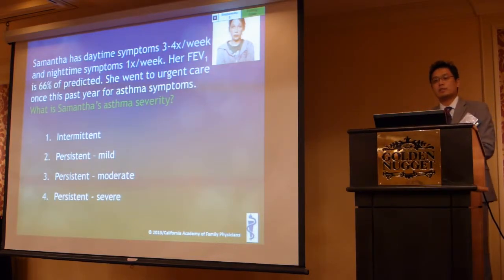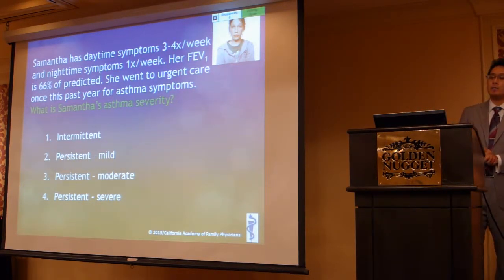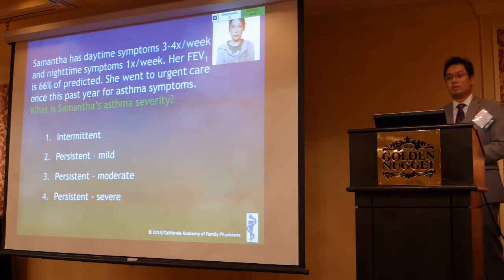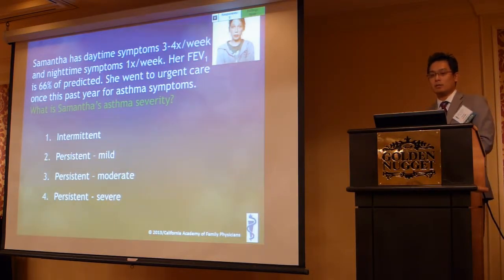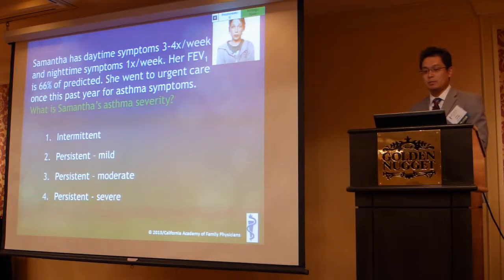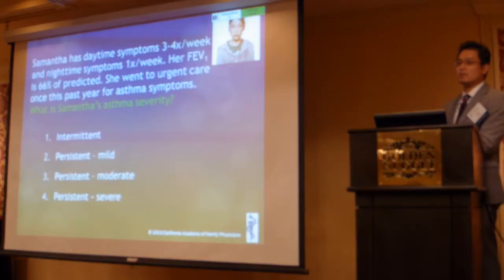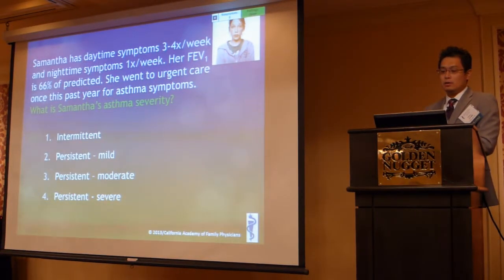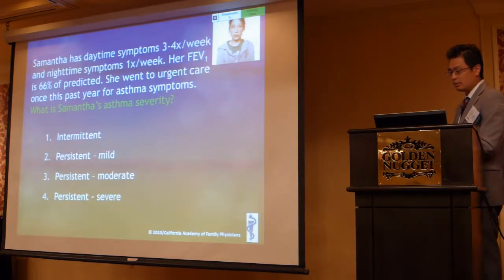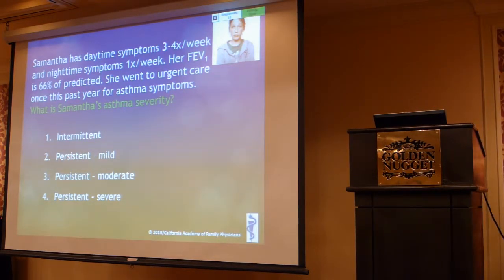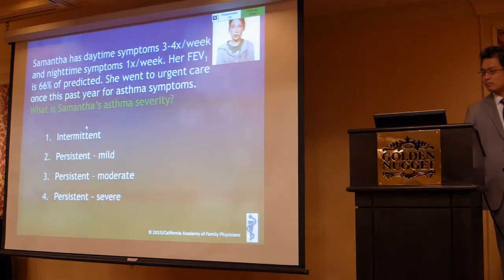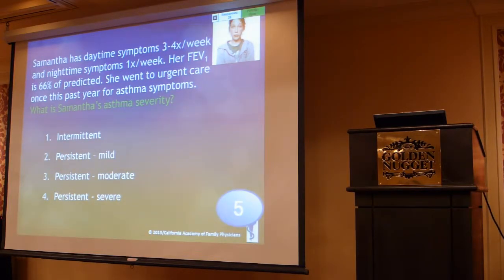So let's talk about her current symptoms, her current impairment. She has daytime symptoms 3 to 4 times a week. She has nighttime symptoms once a week. And her FEV1 is 66% predicted. She did say she went to urgent care once this past year for her asthma symptoms. So what would you say is her asthma severity? Go ahead and respond: intermittent, mild persistent, moderate persistent, or severe persistent. Couple more seconds here.